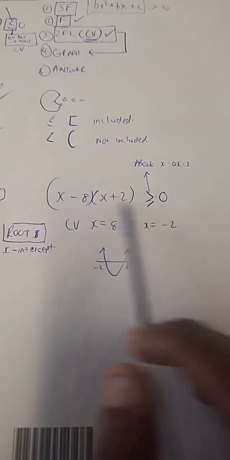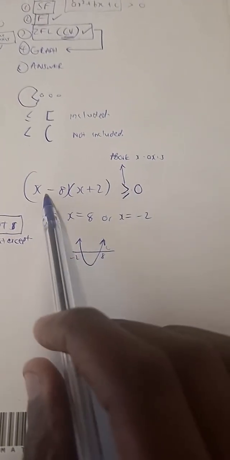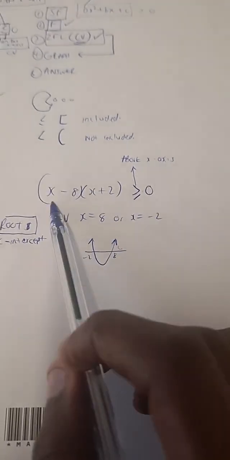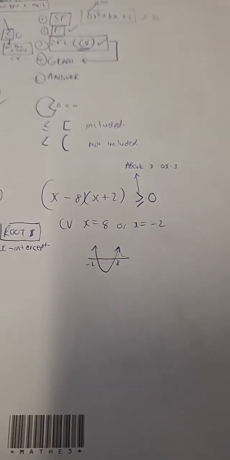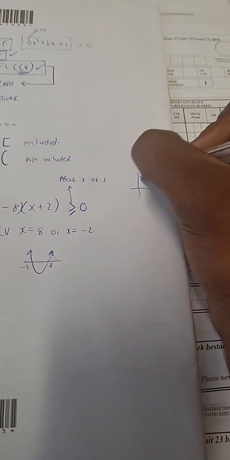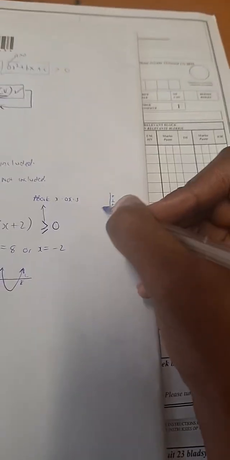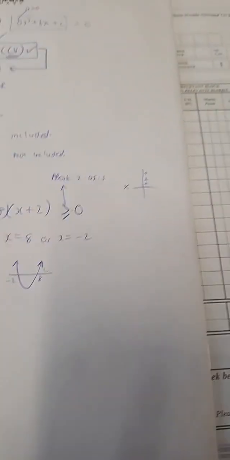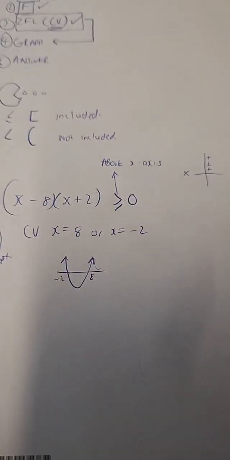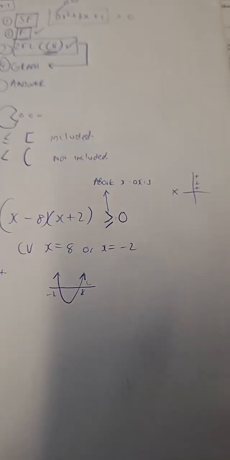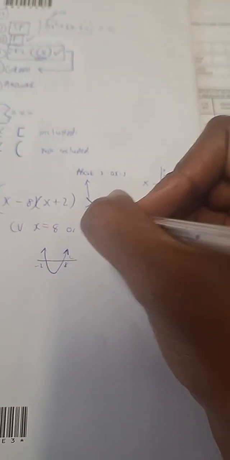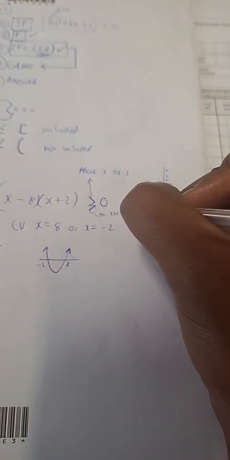Guys, anything that is greater than 0 when it comes to our Cartesian plane, we are saying y is greater than 0. Where is y greater than 0? Guys, y is greater than 0 here. Above which axis? The x-axis. So when I say greater than 0, we mean above the x-axis this time, not below, not underneath, but on top of the x-axis. Then equal to 0 means on the x-axis.